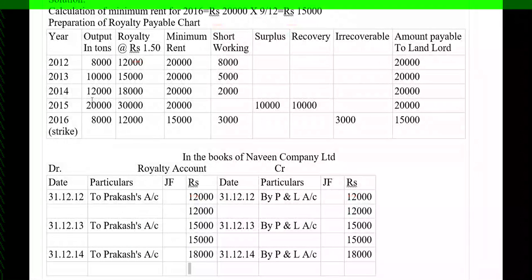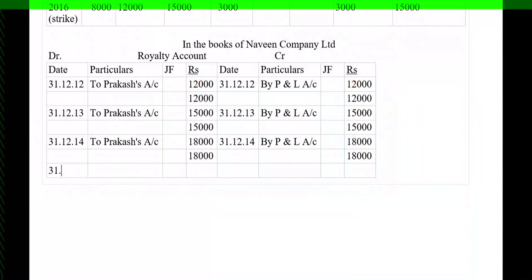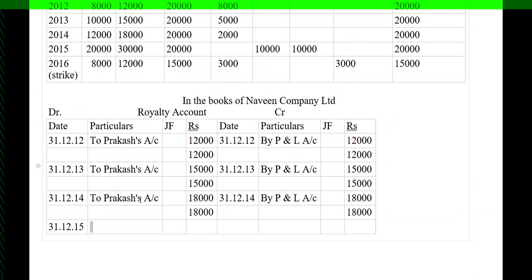So let me take the total here. So 18,000. So the next one comes here, that is on 31st 12/2015, when the royalty is payable, then the entry will be royalty account debit to Prakash's account. So the royalty payable here, it is 30,000.